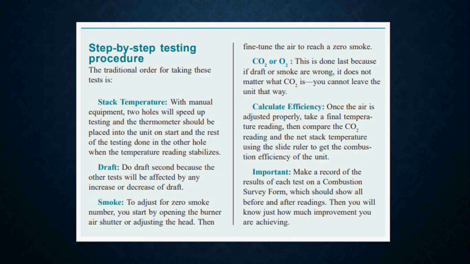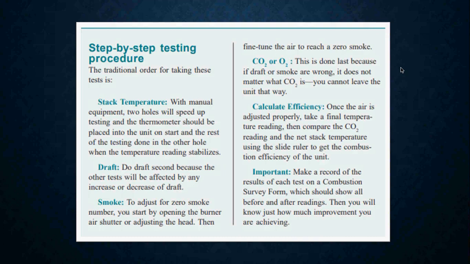You're going to do the draft second because the other tests will be affected by any increase or decrease of draft. Then you're going to take a smoke test. You're going to adjust for 0 smoke on the burner. You start by opening the burner air shutter or adjusting the head, then fine-tune the air to reach 0 smoke. Rule of thumb is 0 to 1 when you are doing these types of tests.